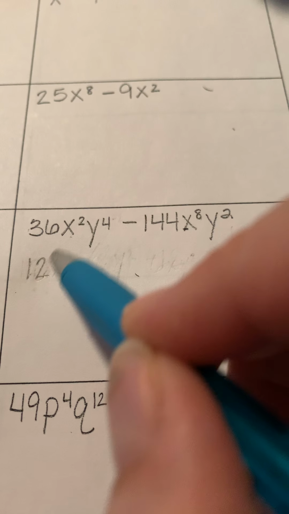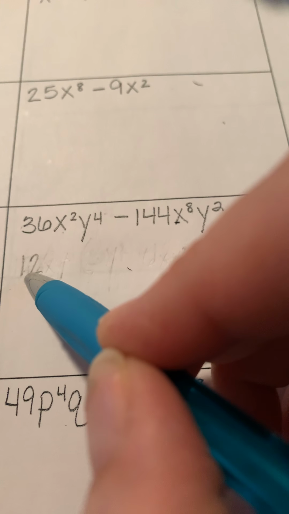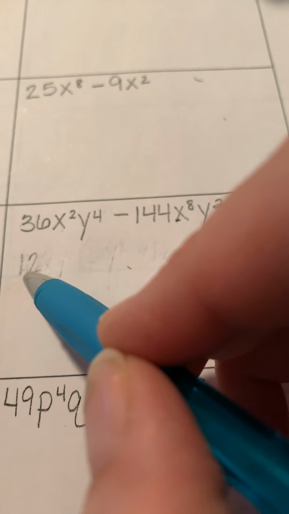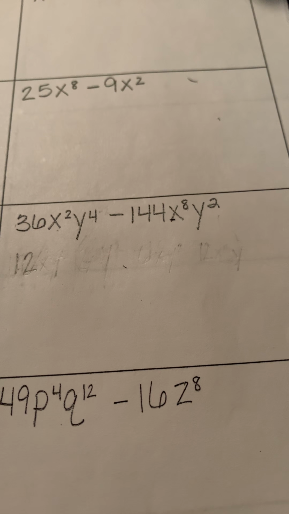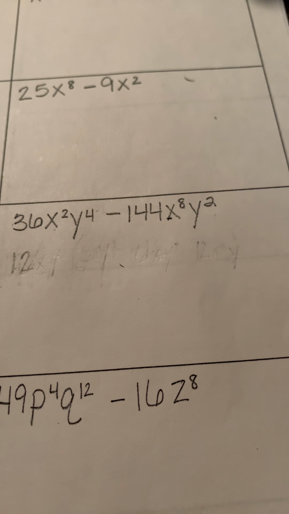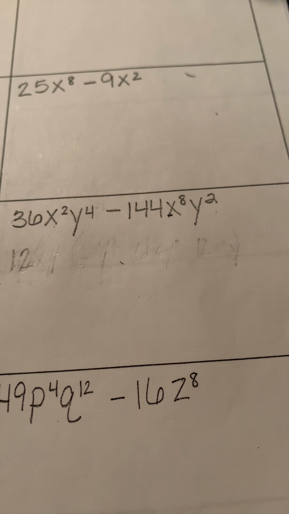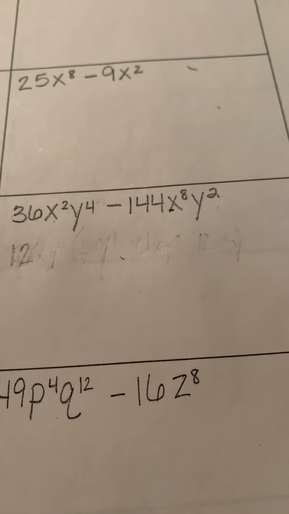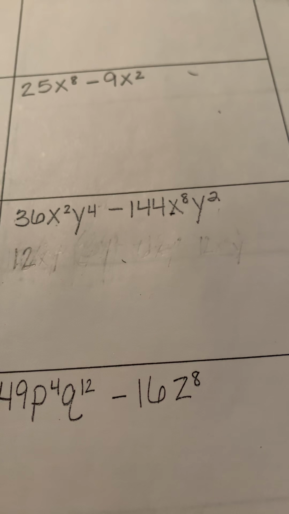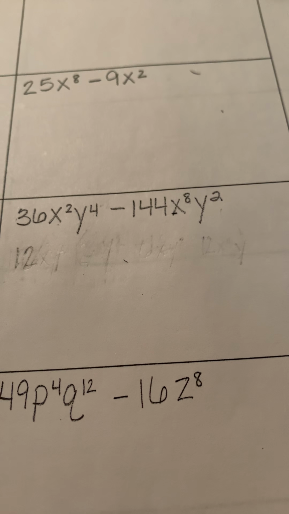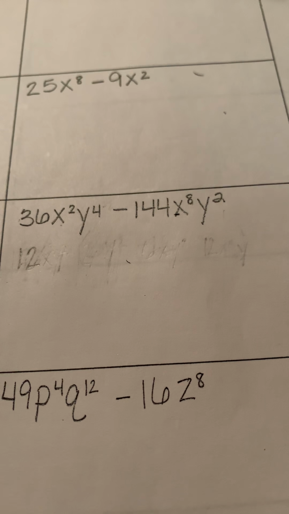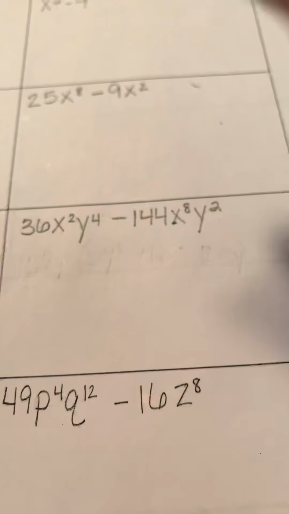36 divided by 12 is 3, but 3 is not a perfect square. So you want to see if there's a larger number that will come out of 144. So maybe you want to ask yourself, does 36 go into 144 evenly? If you take in your calculator 144 divided by 36, it does go in evenly 4 whole times. And 4, as we know, is a perfect square. So we're going to pull out the entire 36.